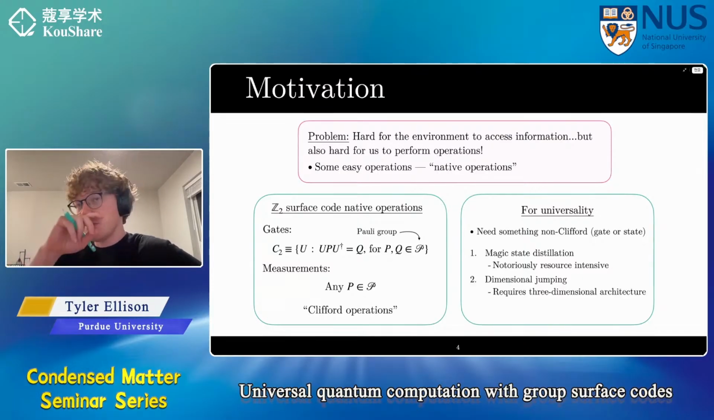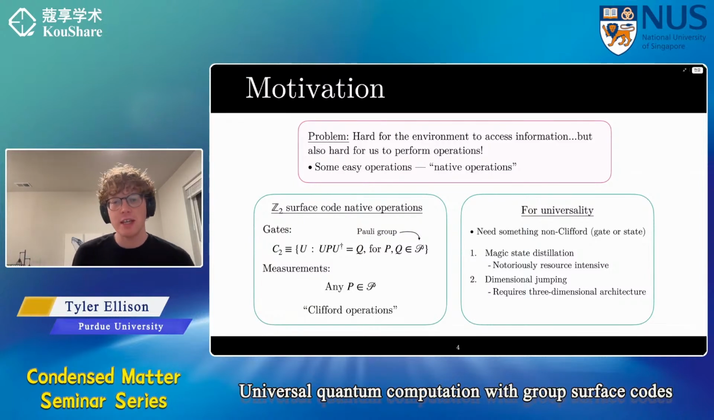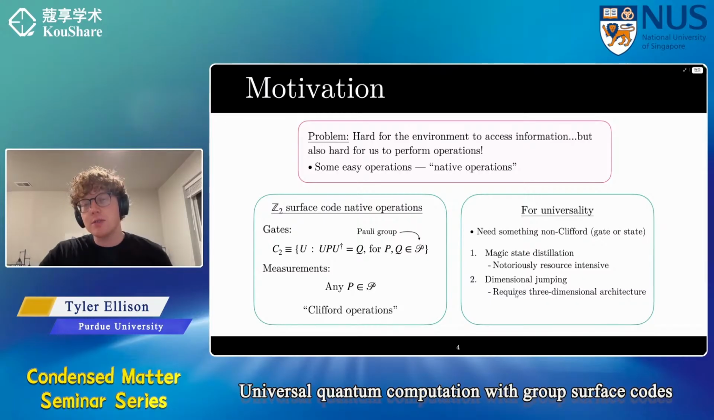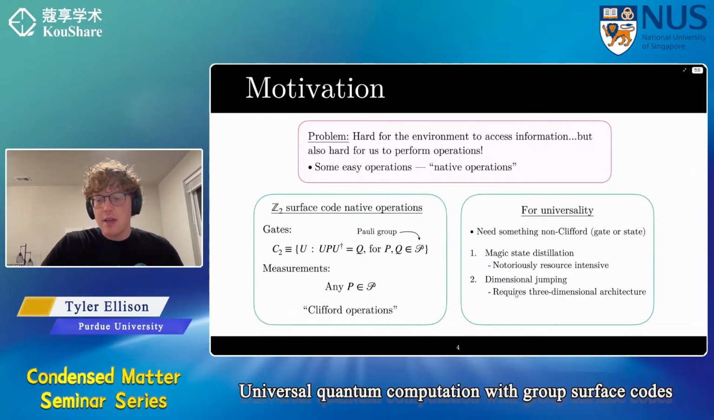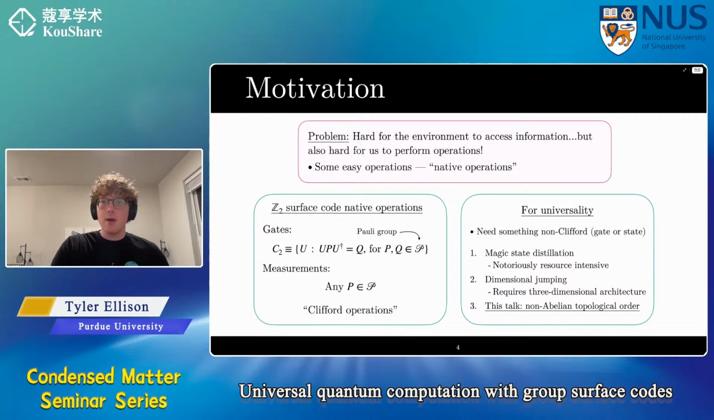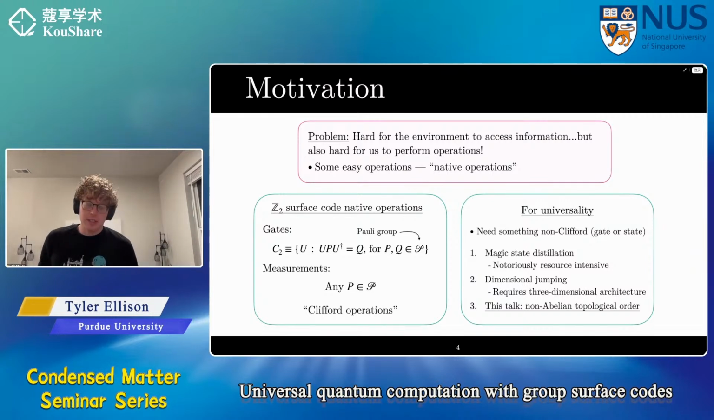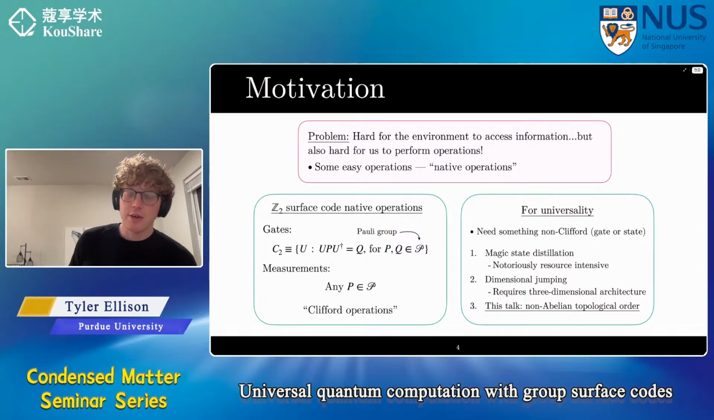Another approach is dimensional jumping. This is where we take information stored in Z2 surface codes, transfer it to a code in a higher dimension, perform a non-Clifford operation natively in this higher dimensional code, then transfer the information back into the Z2 surface code. This could work. It's a viable avenue. However, it does require that your architecture is able to accommodate three-dimensional quantum error correcting codes. In this talk, I'll focus on a third option, which is using non-abelian topological order to perform the non-Clifford operations.